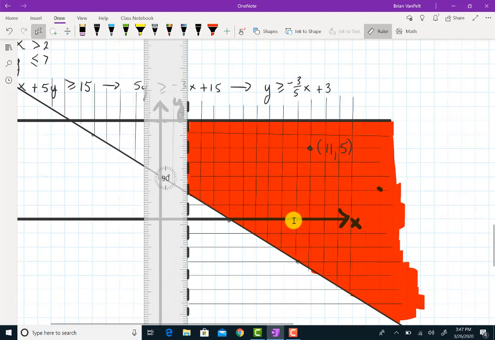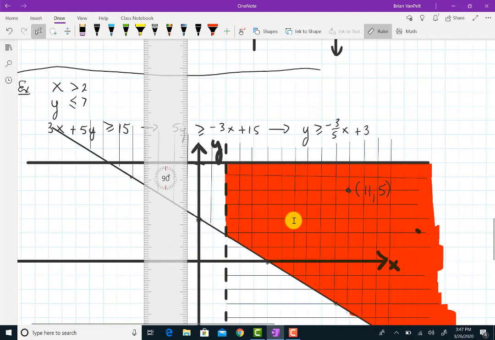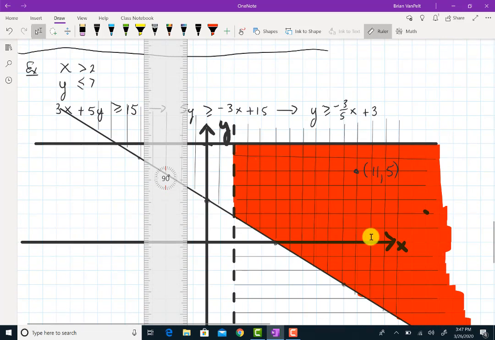So the first two are really easy to check. Look at the first inequality. Is x greater than 2? Well, yes, it's 11. Is y less than or equal to 7? Yes, it's 5. So both of those seem good to me.